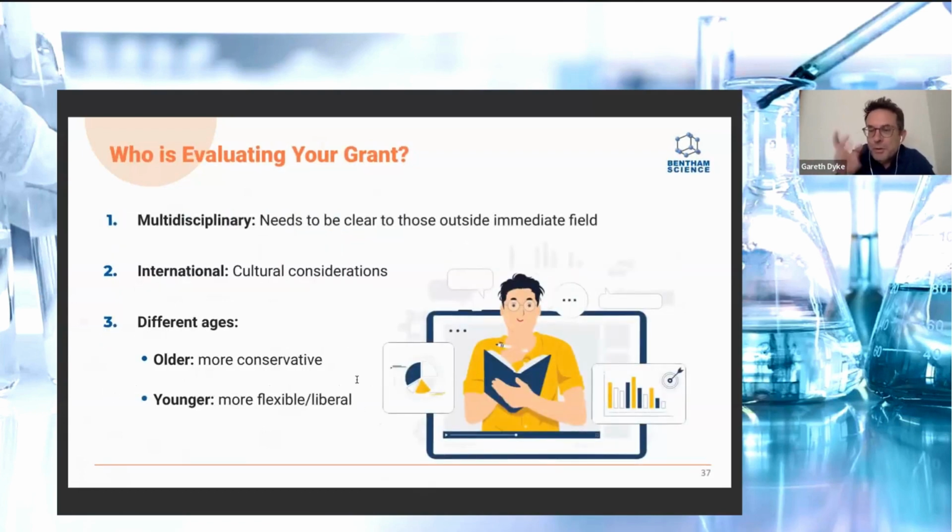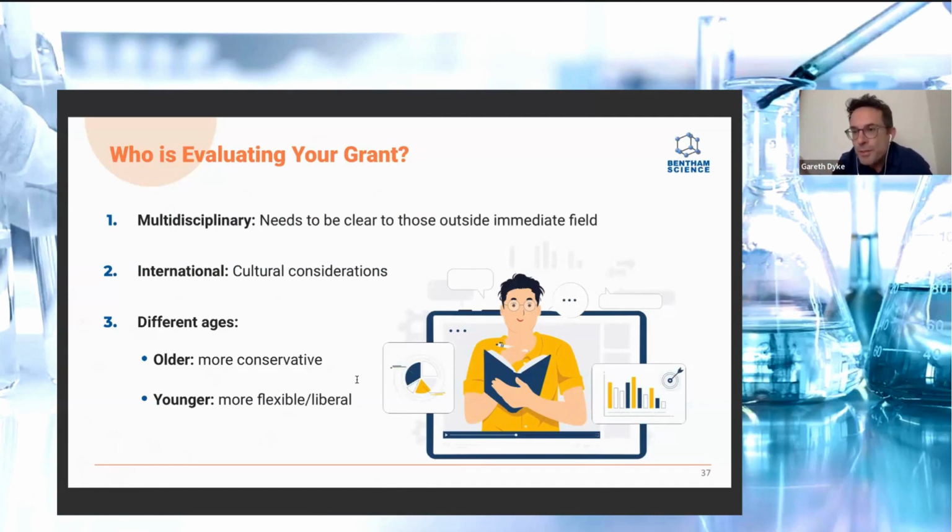So moving on, we'll quickly talk a little bit about grant evaluation. It's important to keep in mind, as we mentioned already, who's going to be evaluating the proposal. So you do that by understanding your funding agency, looking on their website, looking at how they evaluate proposals. Will it be a multidisciplinary evaluation panel?